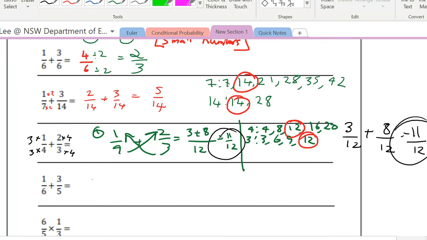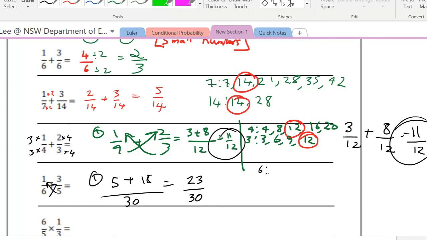Okay, we can do the same here. We can do cross multiplication. We're going to get 5. 3 6s are 18. 5 6s are 30. If we add these two together, 18 plus 5 gives 23 over 30. Okay, 23 is a prime number, so they share no common factors apart from 1.